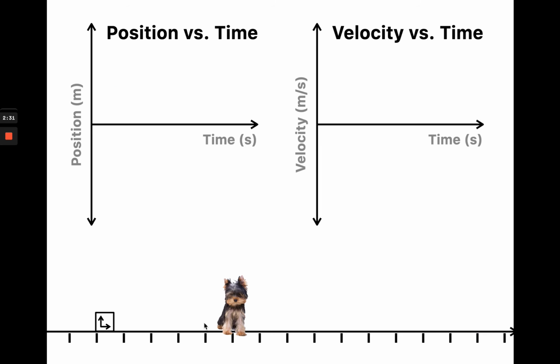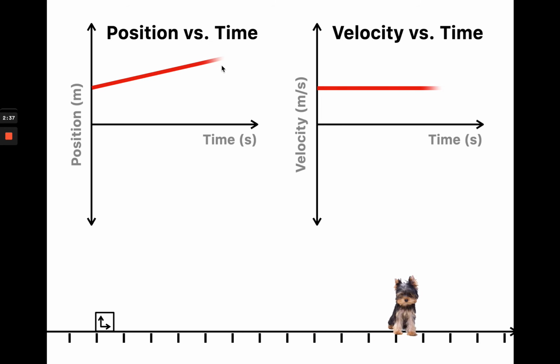So to do that again, the puppy starts at 1, 2, 3, 4, 5 meters. And look at the position graph. It's increasing. But the velocity graph is just a flat line because the puppy is moving at a constant velocity. It's neither slowing down or speeding up. It's just moving at some constant velocity. So the line is above the axis.